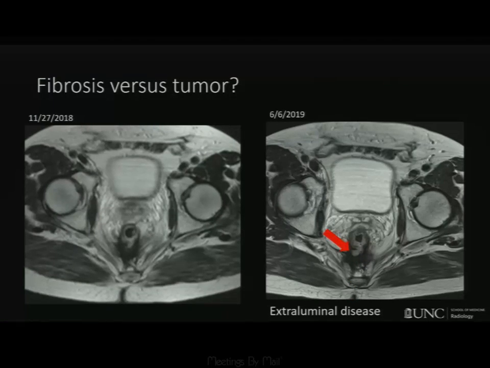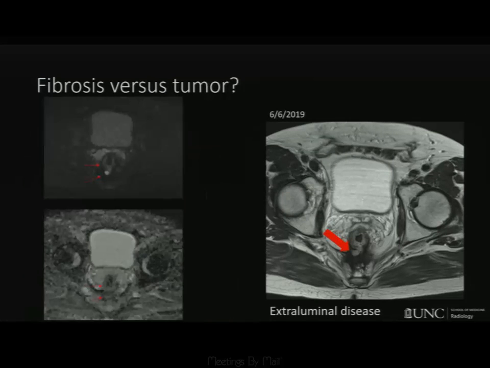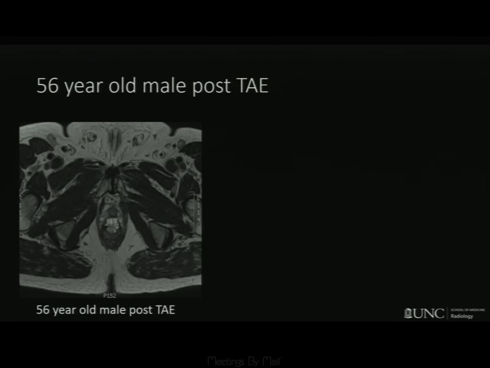So that enlarging T2 signal is one of those things that you want to look for. And again, it demonstrated markedly restricted diffusion. That certainly helped it pop out. This was an interesting case because this was a 55-year-old male post-transanal excision.